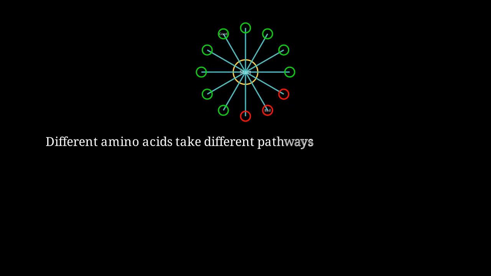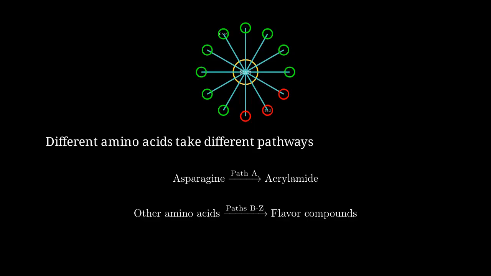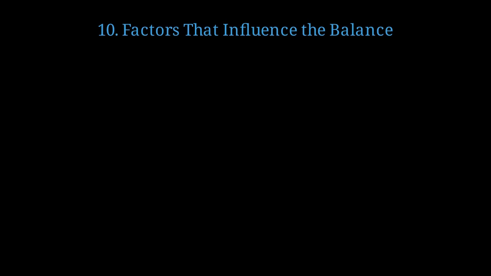Different amino acids preferentially take different chemical pathways, which is why asparagine specifically leads to acrylamide. Asparagine follows pathway A to acrylamide, while other amino acids follow paths B through Z to produce the various flavor compounds we desire. Several factors influence the balance between good flavors and harmful compounds.